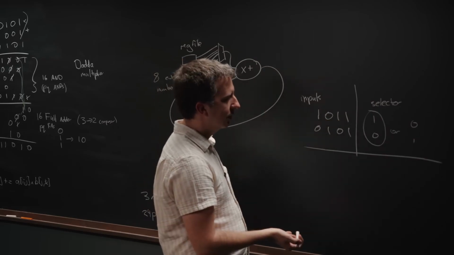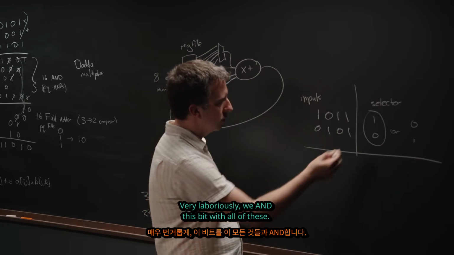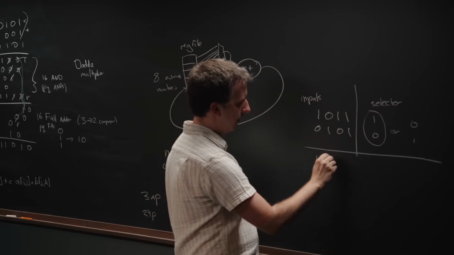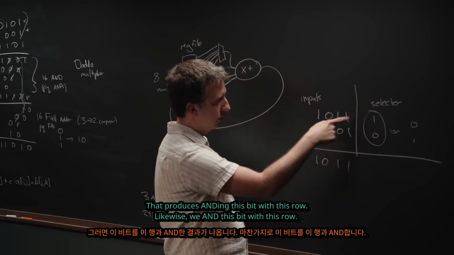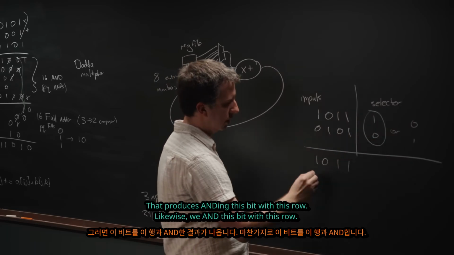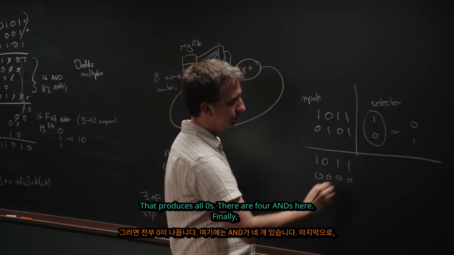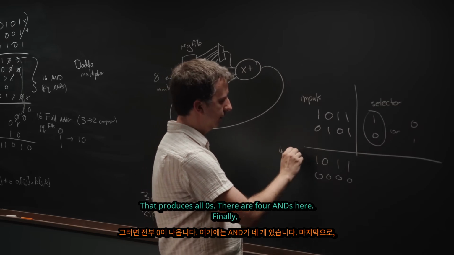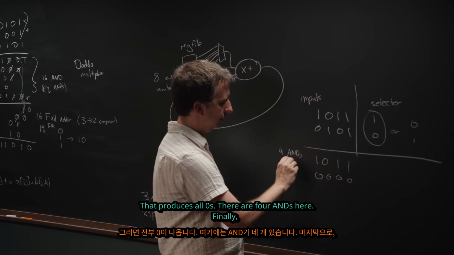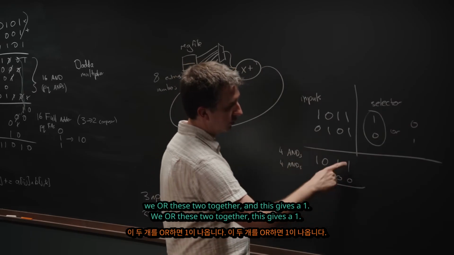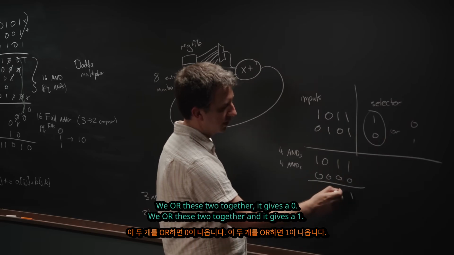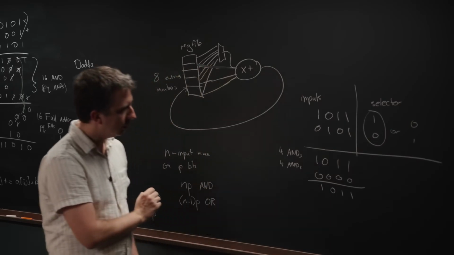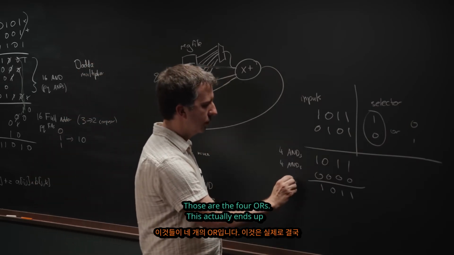And so, very laboriously, what we do is we AND this bit with all of these. That produces, like, ANDing this bit with this row. And likewise, we AND this bit with this row. That produces all zeros. So there's 4 ANDs here. There's 4 ANDs here. And then finally, we just OR these 2 together. And this gives a 1, we OR these 2 together. This gives a 1, we OR these 2 together, gives a 0. We OR these 2 together, and it gives a 1. And so this is the 4 ORs.